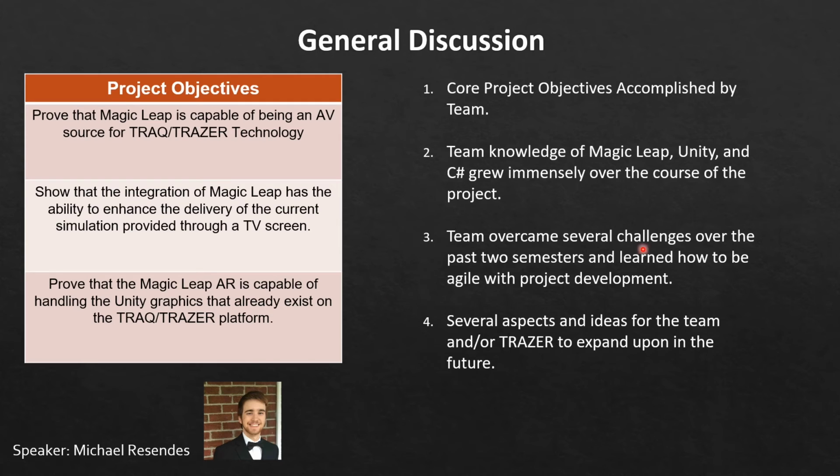Okay, so again, this is just a list of project objectives that the team was given that we outlined earlier. I think the first important point to discuss is that I believe the team really did meet and accomplish a lot of these objectives and goals that were set for the team. Again, we were able to build a Magic Leap application through Unity that provided a physical activity and track data in a manner very similar to how Tracer does with their traditional sensor equipment and TV monitors. We were able to replicate that in the Magic Leap headset.